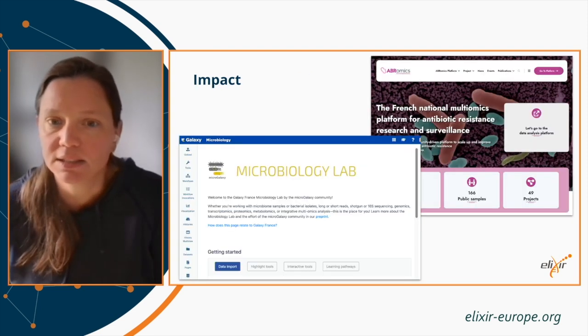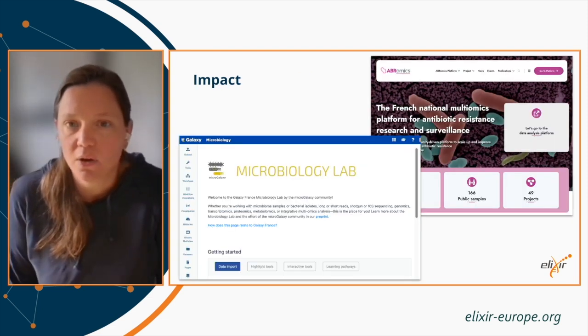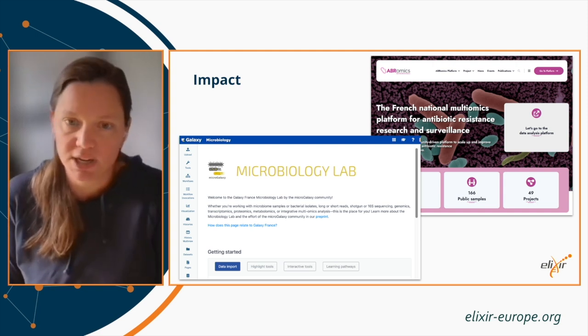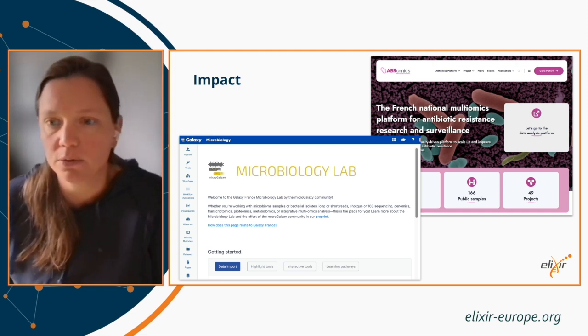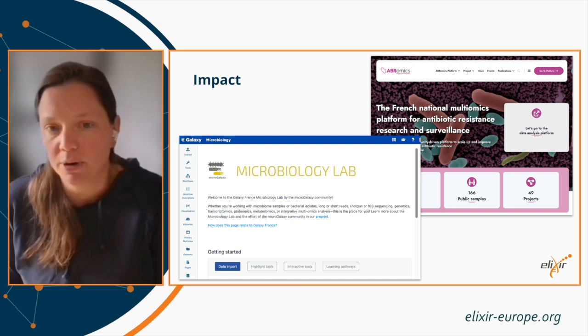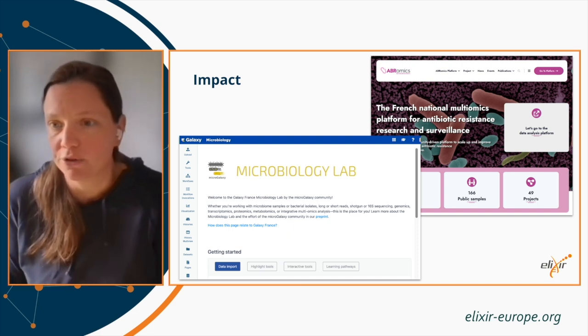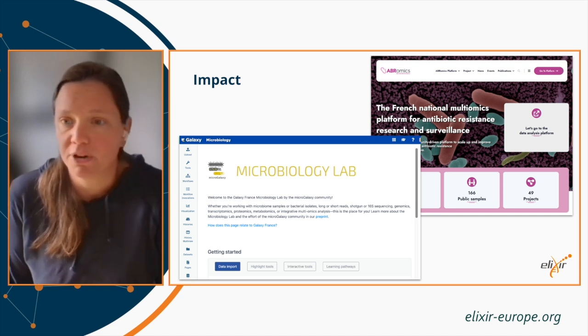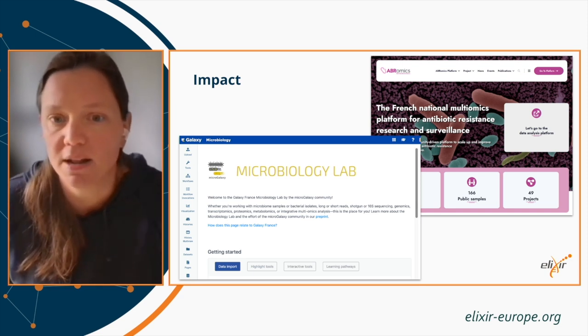And these FAIRyMAGs workflows are available in the microbiology Galaxy Lab that we have been developing also. They are also available and used by the French national multi-omic platform, AbroMix, that is used for antibiotic resistance research. And I'm done.